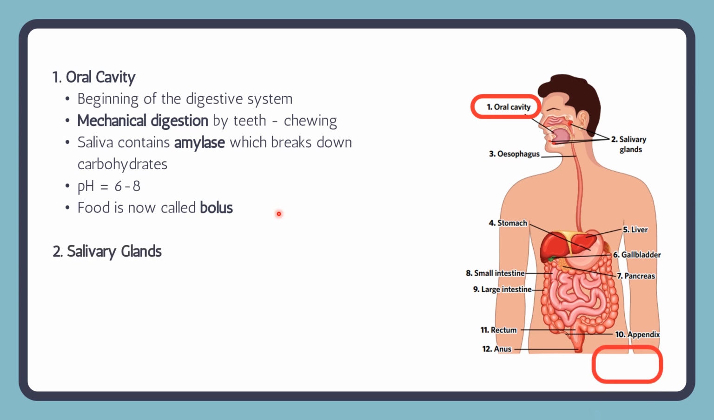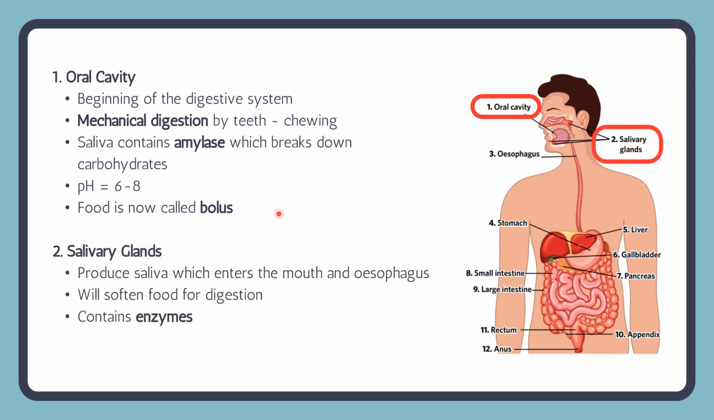Then we have the salivary glands. So saliva is produced, which enters your mouth and your esophagus. This helps soften the food for digestion, and it also contains those enzymes such as amylase.